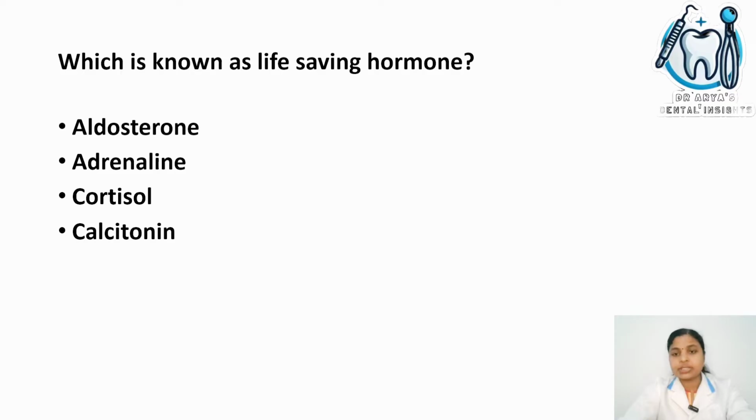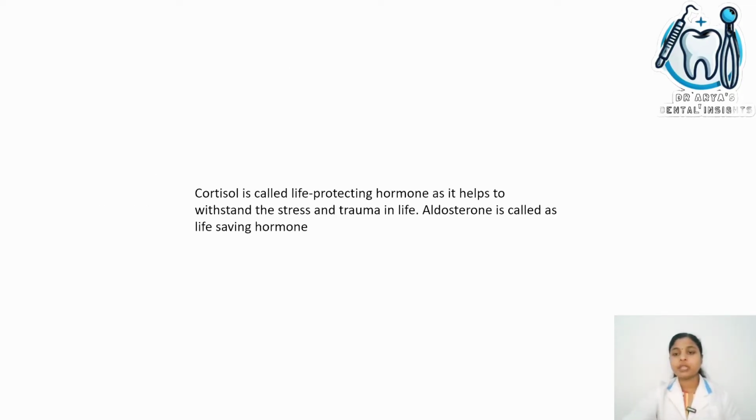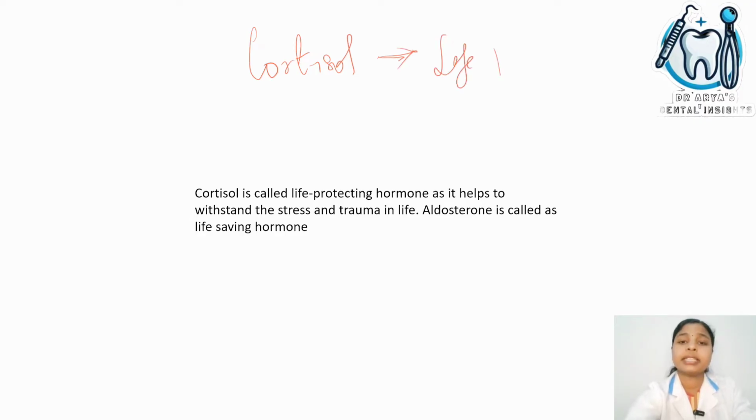So coming to the next question, which hormone is known as the life-saving hormone? Is it aldosterone, adrenaline, cortisol, or calcitonin? Cortisol is called a life protecting hormone as it helps to withstand the stress and trauma in life. So cortisol is known as the life protecting hormone.